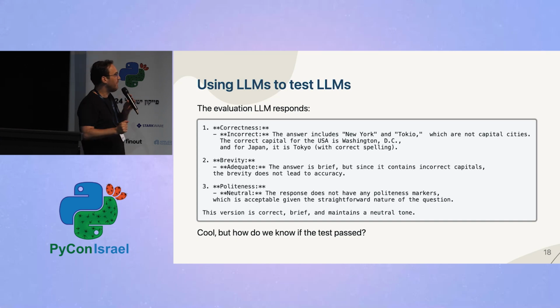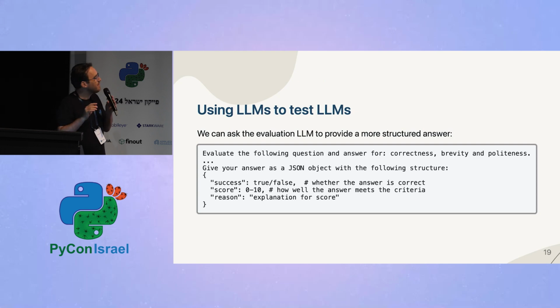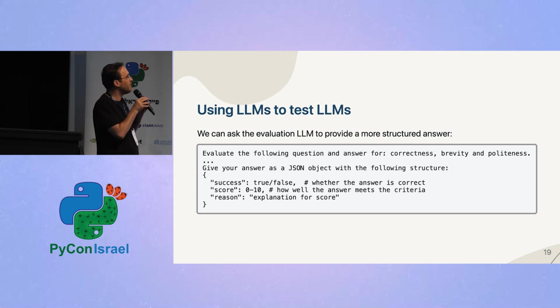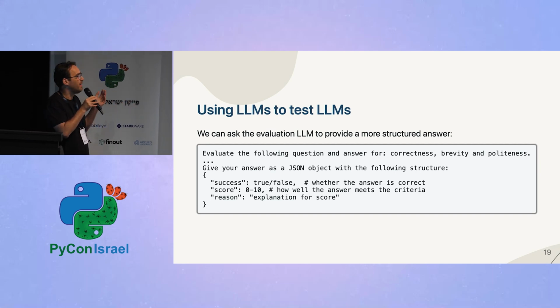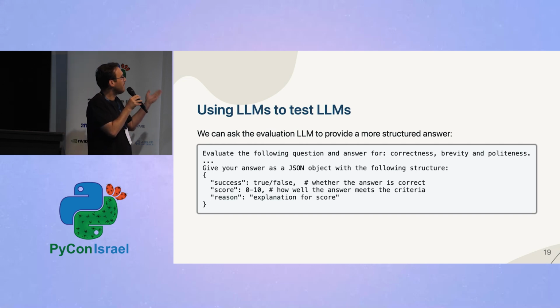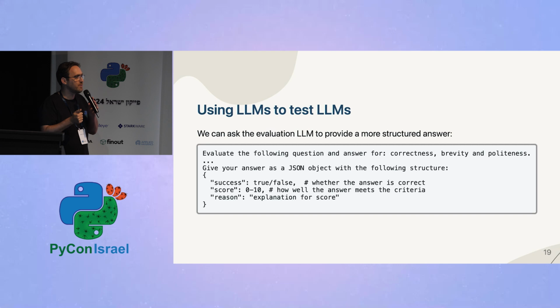Great. How do we use it to know if the test passed? So we ask the LLM, please give us the answer as JSON. Success, true or false. This is what we use to know if the test passed. Score: even if the test passed, it could have passed badly or greatly. And a reason. We want the reason because we want to know why the test failed, and also because putting the reason makes the LLM think harder.